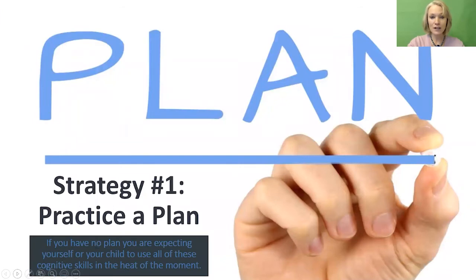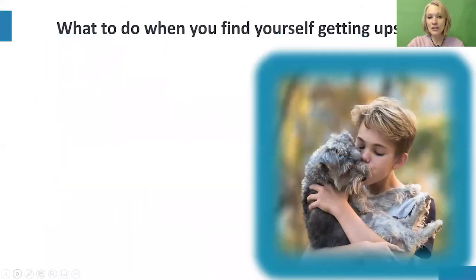So, one strategy that we can use is to make a plan, but not only make that plan, but practice the plan. Because if you don't have a plan in place and you haven't practiced that plan, you're expecting that in the heat of the moment, you're going to be able to utilize all of those cognitive skill areas to their maximum. It's going to be much easier if you have thought about a plan in advance and practiced that plan. Then it's kind of like second nature, right? It'll kick in and you'll be able to respond more appropriately.